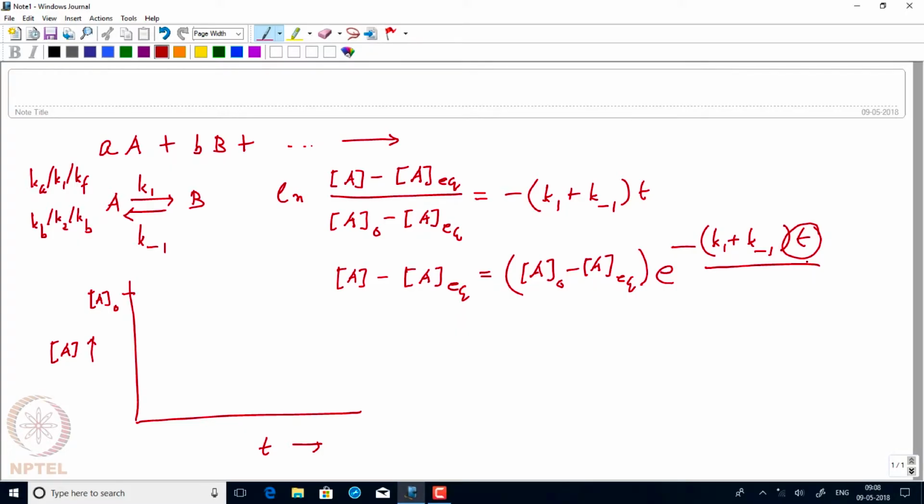And before that, let us try to understand what the final concentration is. For that, when T goes to infinity, this entire exponential term becomes 0. So by solving, we see that A will be equal to A equilibrium. So at a very long time, it reaches the equilibrium concentration. Suppose A equilibrium is somewhere here. A equilibrium is a constant. If we do not change the temperature, A equilibrium will be constant.